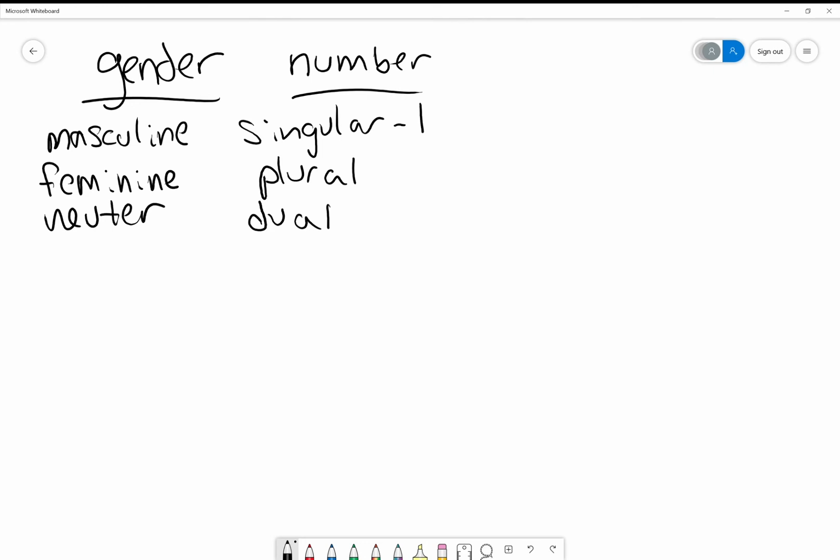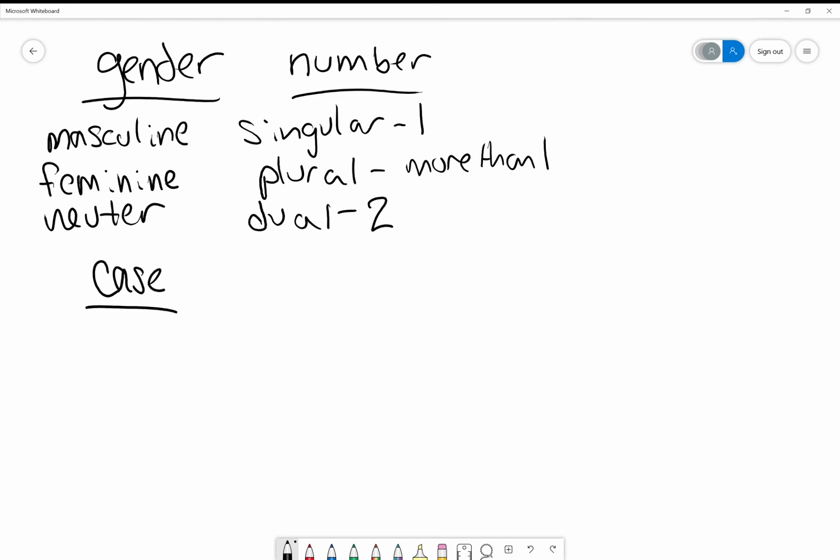Singular will be one person. Plural is more than one. Dual is two. It is very, very rare. You have to go look in the Greek grammar books to be able to find the forms. It is used in Homer occasionally. Occasionally it's used for your two hands or two eyes, but it's very archaic. But it does exist.